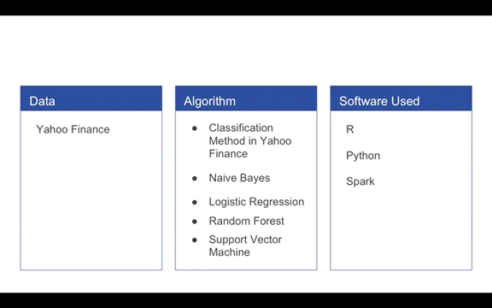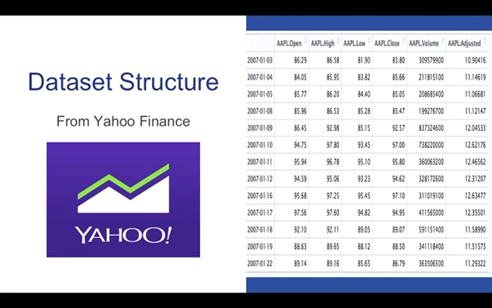The data is Yahoo Finance data, and initially we downloaded all the data from Yahoo Finance. The data size is around 3 GB for all the stocks and all the time. The algorithm is the classification method, basically 4 different classification methods: naive-Bayes, logistic regression, random forest, and support vector machine. And we use R, Python, and Spark to do our analysis.